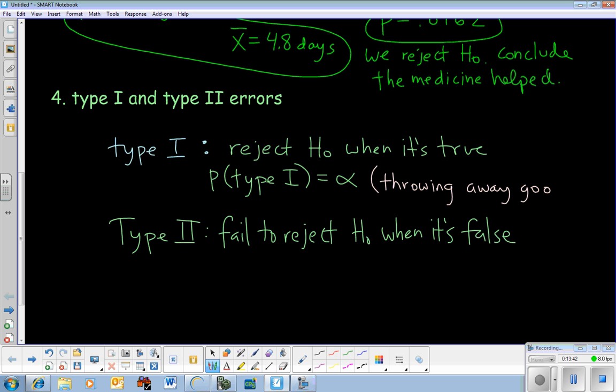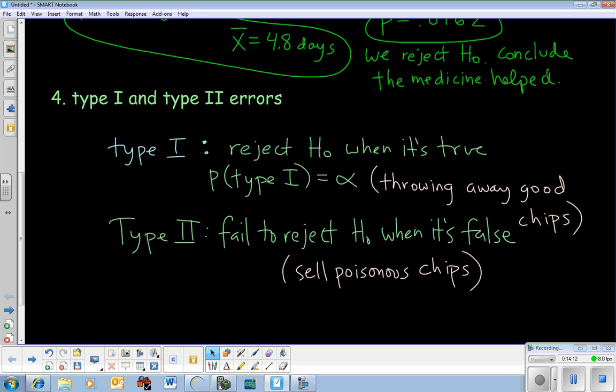Now, you don't want to throw away good chips as the chip manufacturer. You're wasting money. But think about the other one. You fail to reject the null when it's false. All right, the null is false, meaning there is too much chemical. It's not right on track. All right, you don't reject them, you sell them to people. You sell poisonous chips. This is more dangerous in this case.